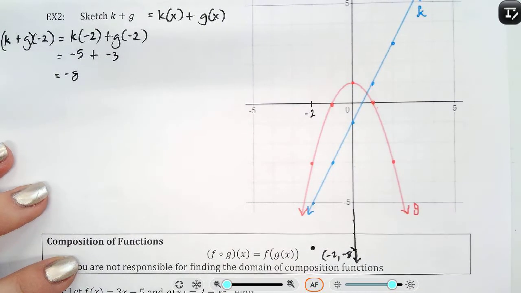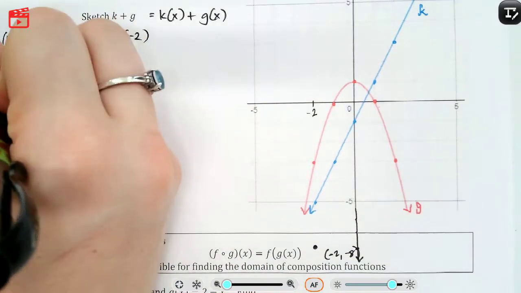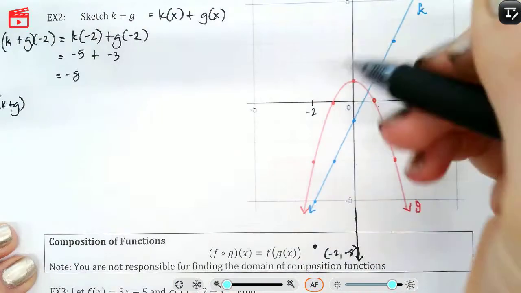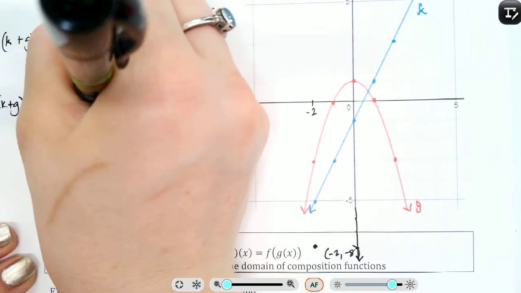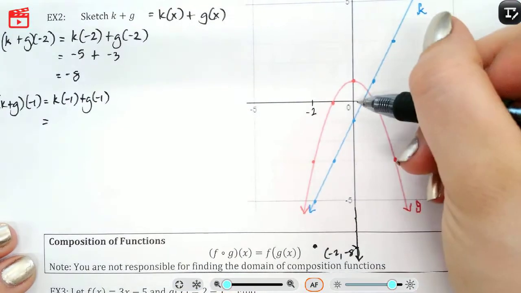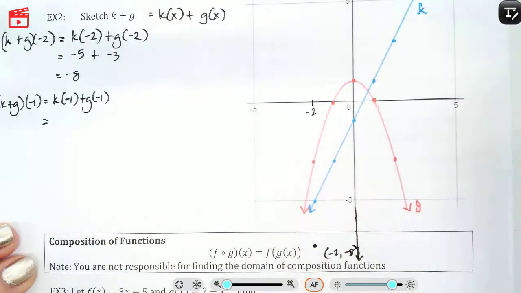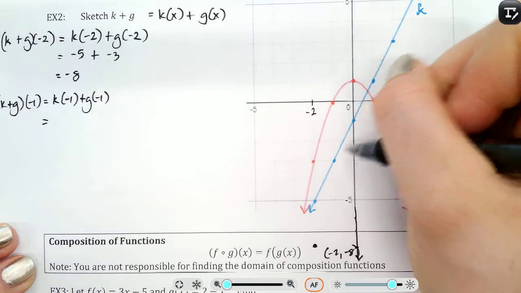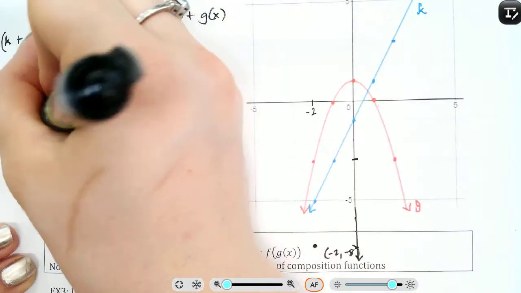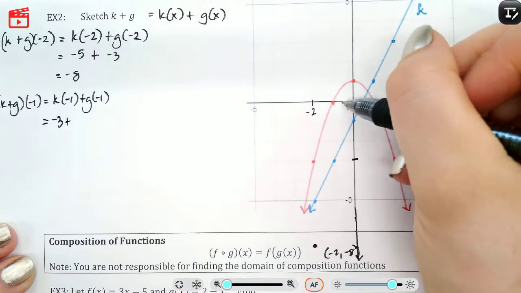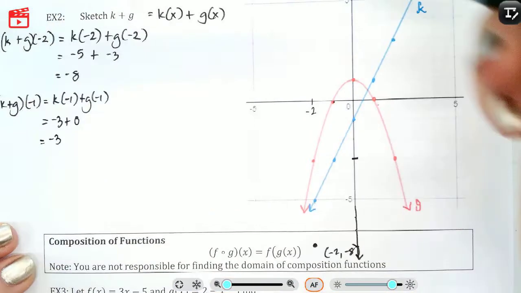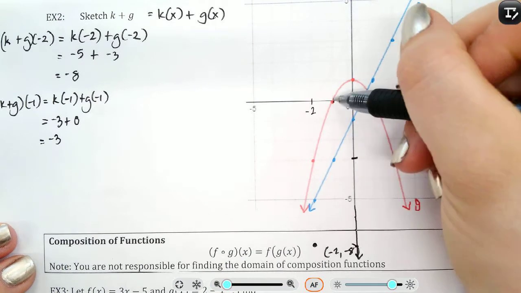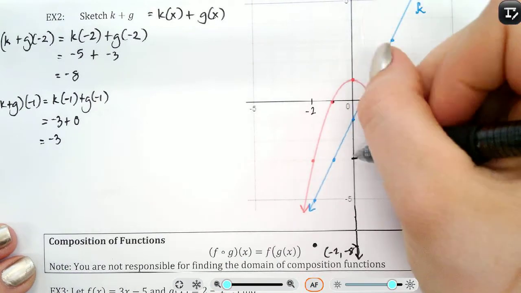All right. And then, let's see. K plus g of, and the next value we have is -1. So it's going to be k of -1 plus g of -1. K of -1 is 0. Oh, no, sorry, that's the red one. K of -1 is -3. G of -1 is 0. That's going to be -3. So we have -1, -3 right here.